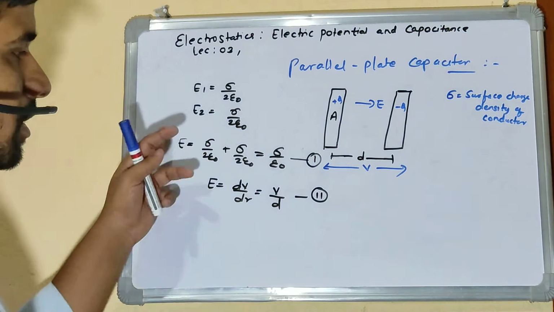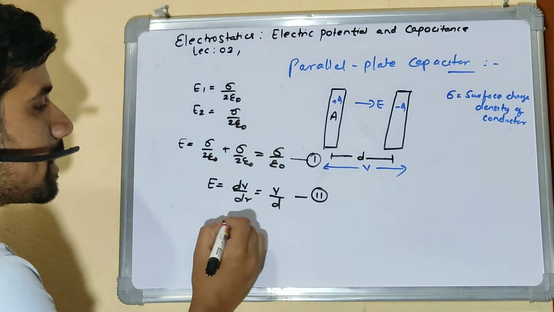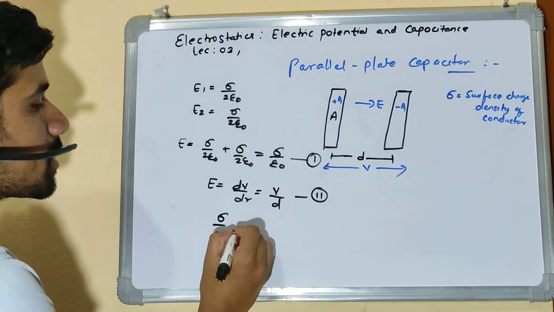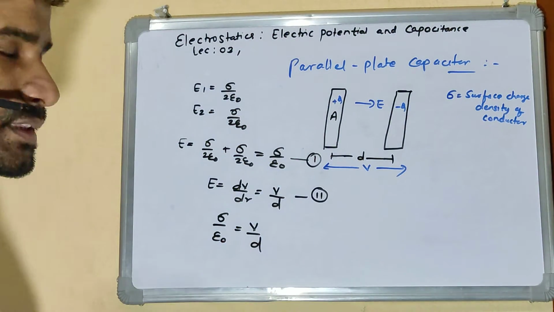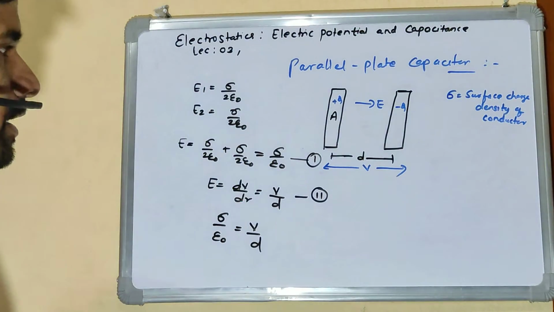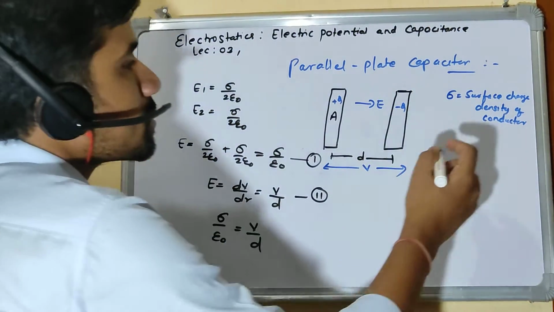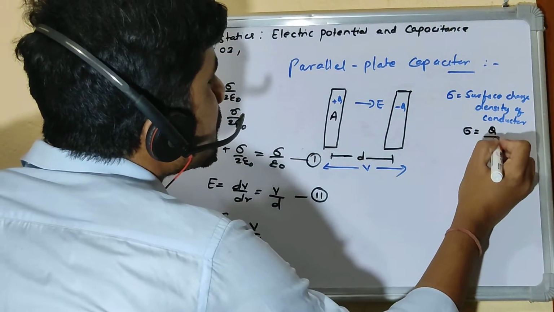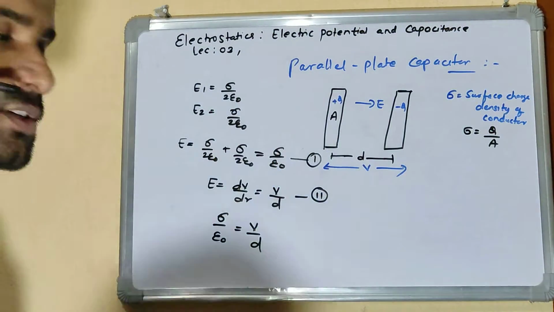So both are corresponding to electric field. You see the LHS, right? So what happens is sigma by epsilon naught will be equal to V by d, right? Now what exactly is this sigma? Sigma is surface charge density, right? So sigma will be Q, charge per unit area. This is what sigma is all about. Q is the charge and A is the area of cross section, right?